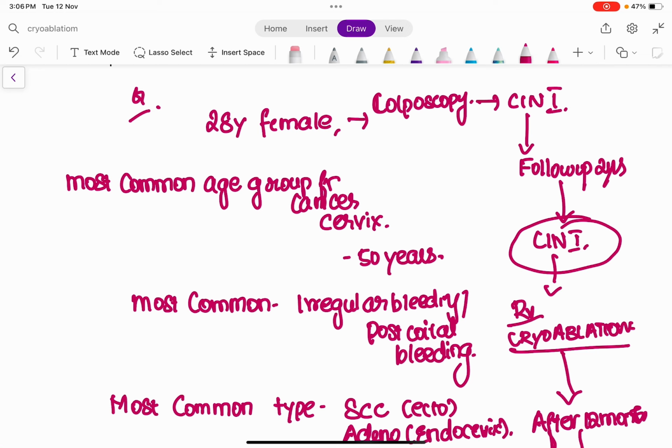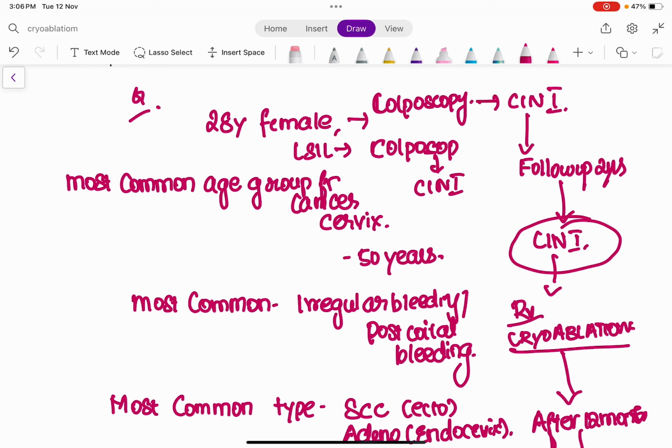Based on the pap smear report, you can't take any decision. So keeping in mind the pap smear report, let's say for example in this patient the pap smear report comes to be low-grade squamous intraepithelial lesion. So low-grade squamous intraepithelial lesion corresponds to CIN1 of the colposcopy. So definitely with the screening test we can't take any decision, so you have to follow up with colposcopy. In colposcopy, the report comes as CIN1.